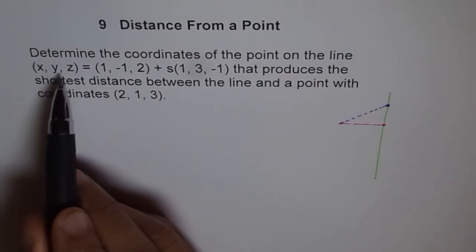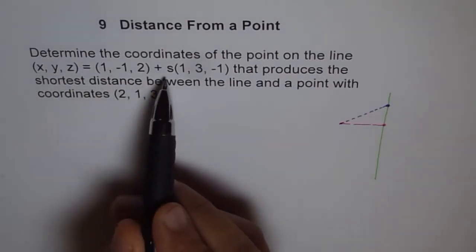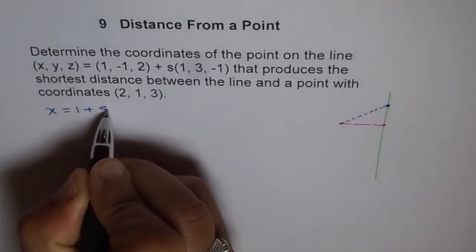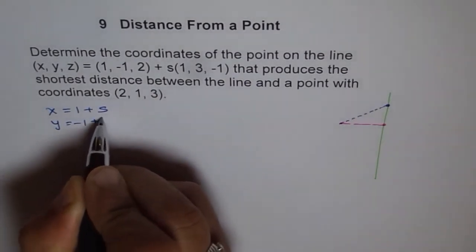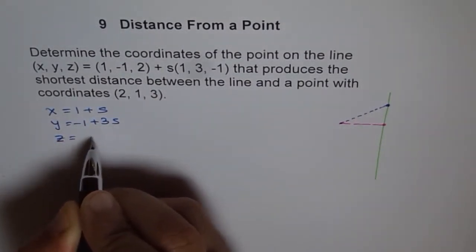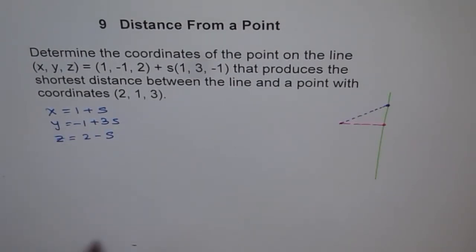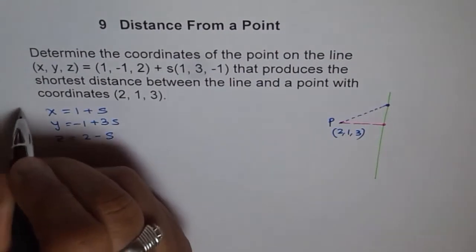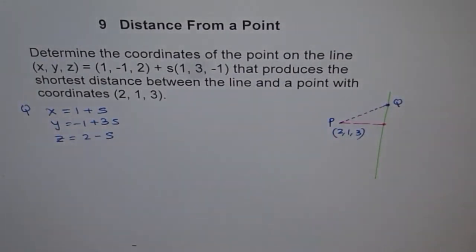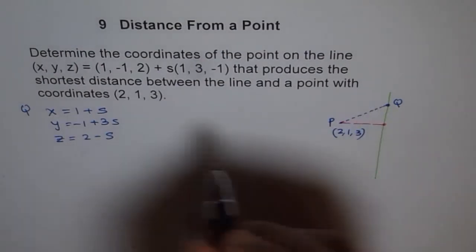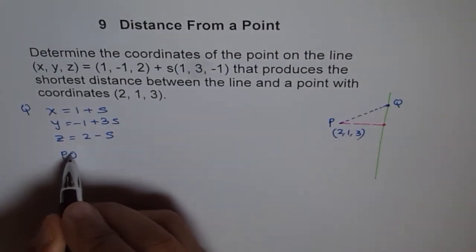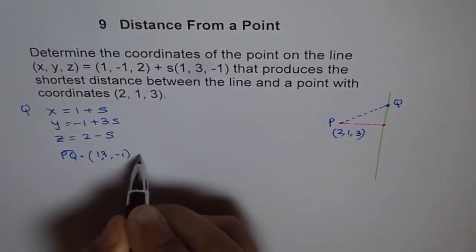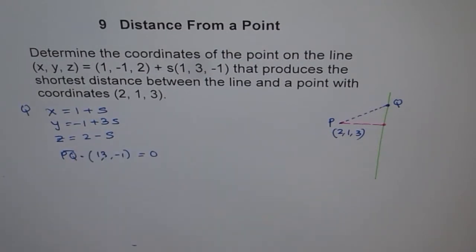So since the line is (x, y, z) = (1, -1, 2) + s(1, 3, -1), the general point on this line will be x = 1 + s, y = -1 + 3s, and z = 2 - s. Now the point given to us is (2, 1, 3). Let's call this point P, and let's call this general point Q for the time being. So what is PQ? We'll find PQ dot the direction vector (1, 3, -1), and we'll equate that to 0 to find the value of our parameter s.